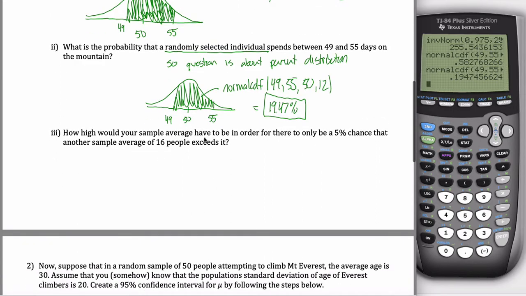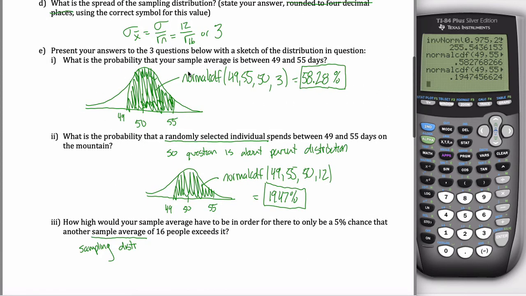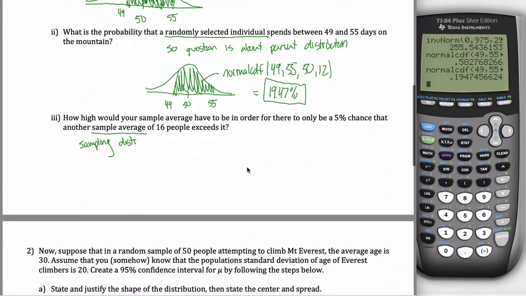How high would your sample average have to be in order for there to only be a 5% chance that another sample average of 16 people exceeds it? Okay, again, we're talking about sample averages here. So now we're back to the sampling distribution, not the parent distribution. So this question is a lot more like part 1 here. Sample average. This tells me it's sampling distribution as opposed to this one that was parent distribution.